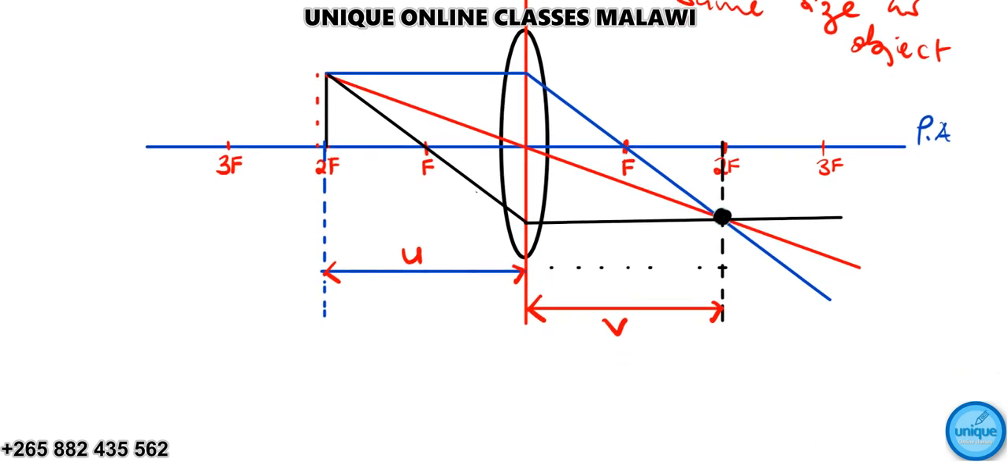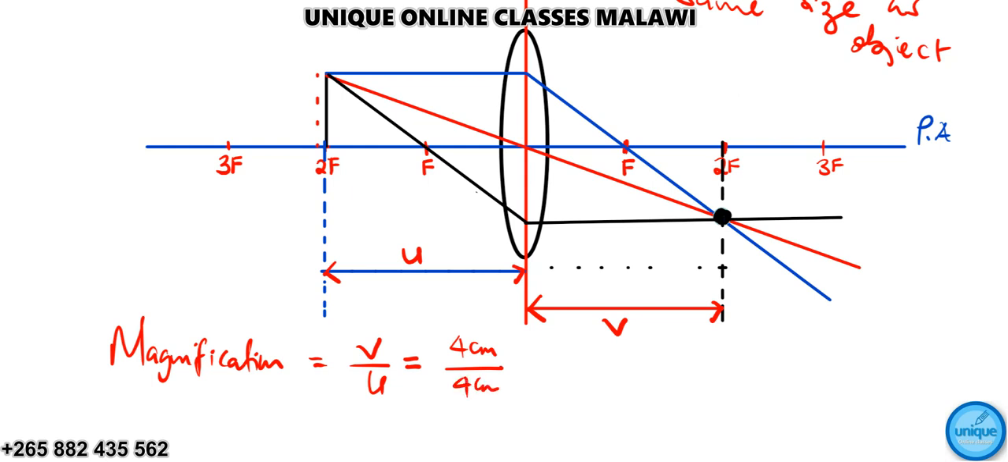So the magnification formula. Magnification, we just do V, which is the image distance, divided by U, which is the object distance. This one is 4 centimeters. So we have 4 centimeters. Here we also measured 8 centimeters. So we also have 4 centimeters. If you divide this, that's 1. So magnification is 1. That's what we do.